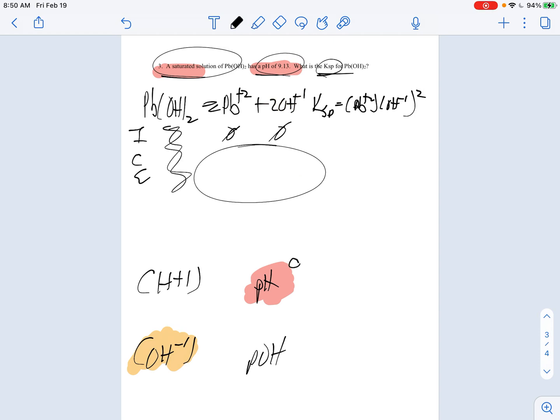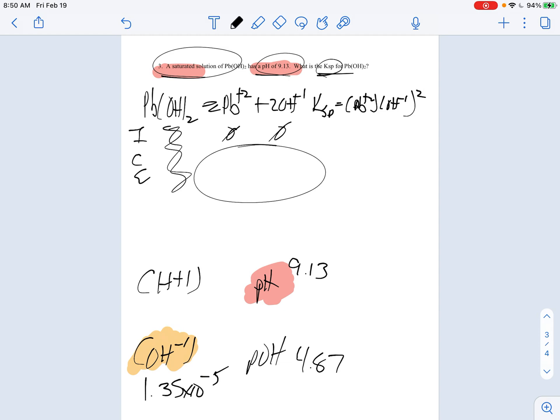So they told me that this is 9.13. So I'm going to turn that into a pOH. So 14 minus 9.13 gets me a 4.87. Negative 4.87, and then 10 to the that gets me a value of 1.35 times 10 to the negative fifth.